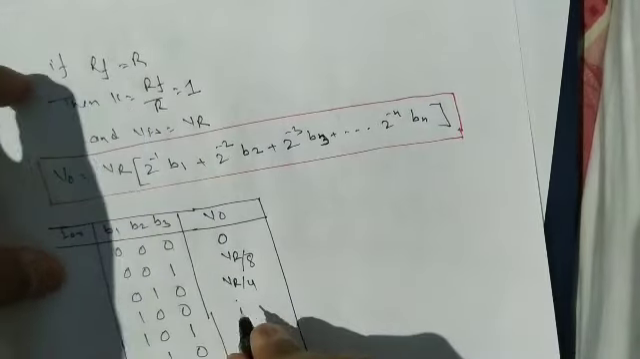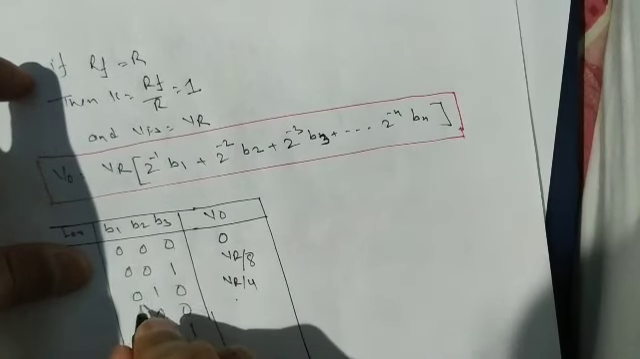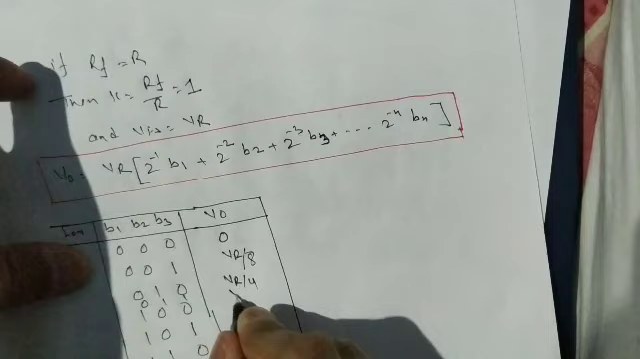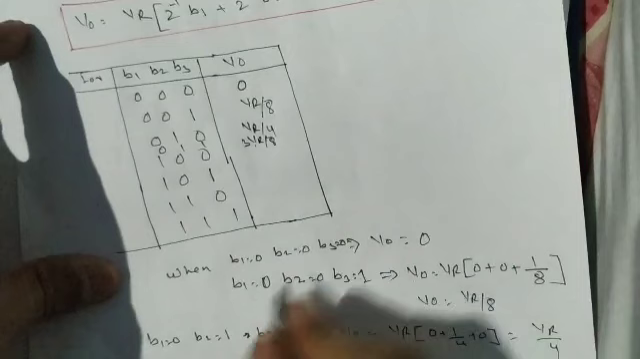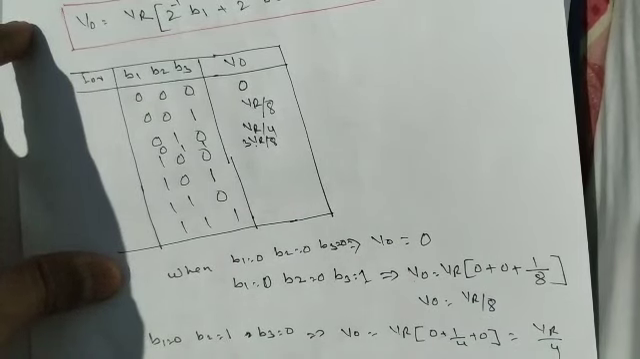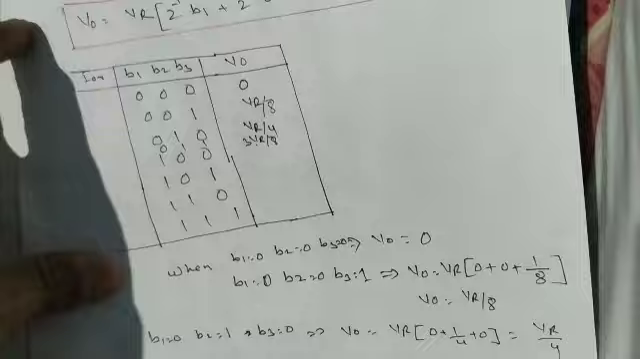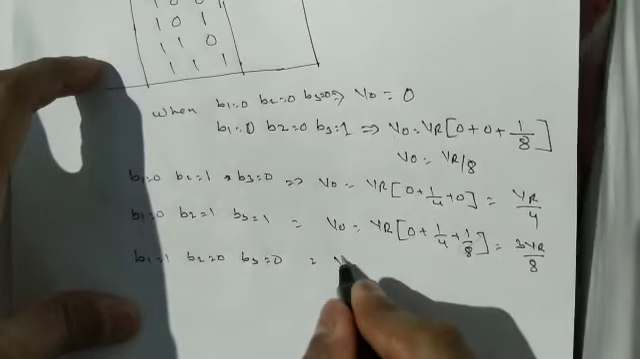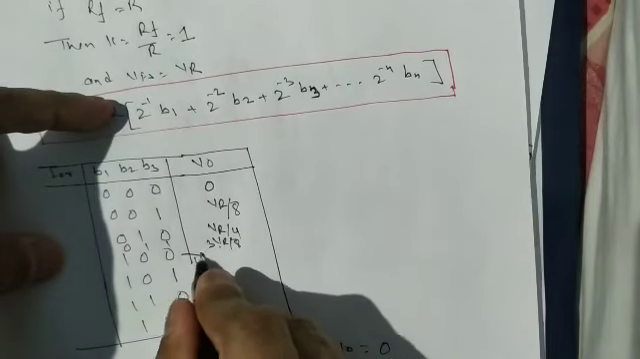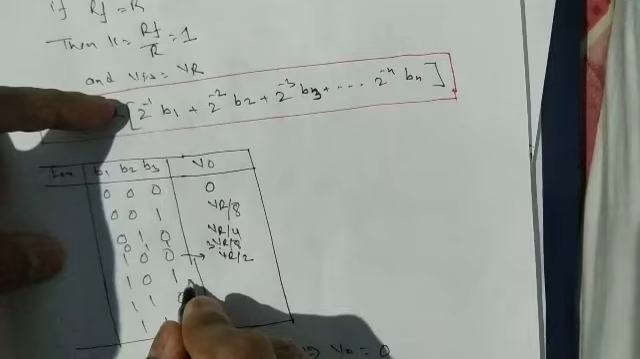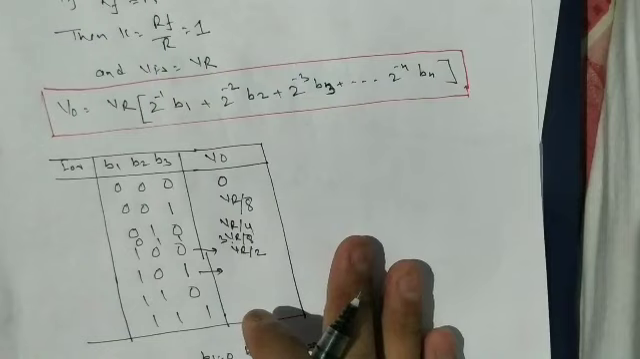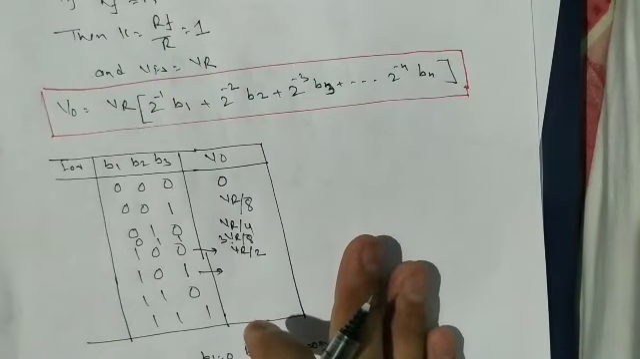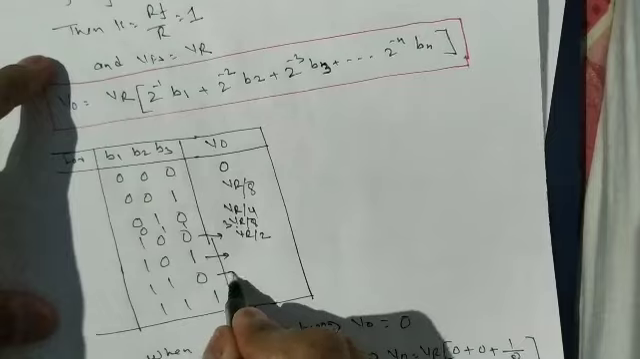That will be 3 VR by 8. Oh, I have missed one term here. 0, 1, 1 is the 3 VR by 8. Similarly, when B1 equal to 1, B2 equal to 0 and B3 equal to 0, what is the value of V0? That will become VR by 2. Here it is VR by 2. Similarly we can calculate for each value, and after calculating you can complete this table for the different values. Okay, fine.